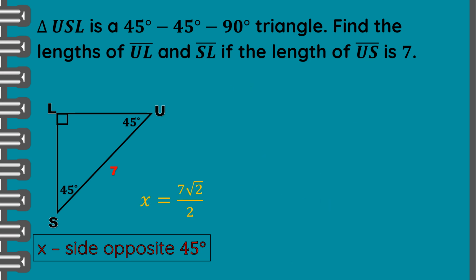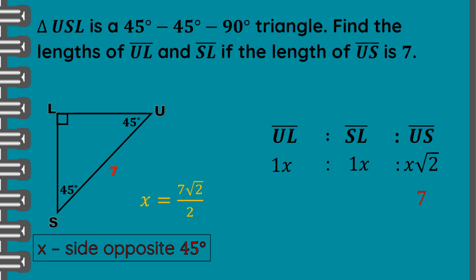Since we are now done solving for the value of x, we are ready to solve for the lengths of segment UL and segment SL. In the 45-45-90 triangle ratio, we have segment UL is to segment SL is to segment US. That is 1x is to 1x is to x square root of 2. Since we are given the hypotenuse, which is segment US, and that is 7 units long, we don't need anymore to solve for the hypotenuse.